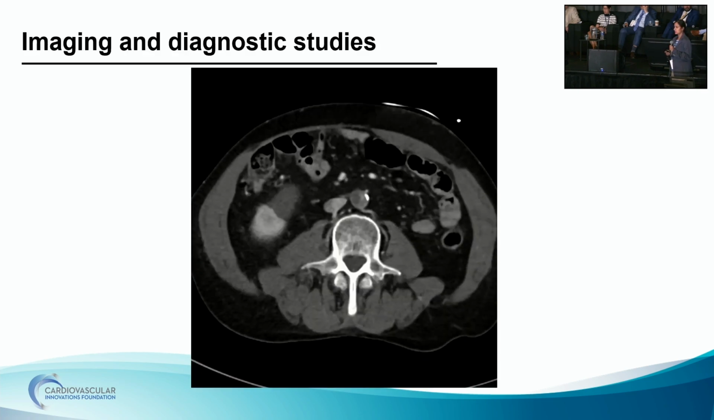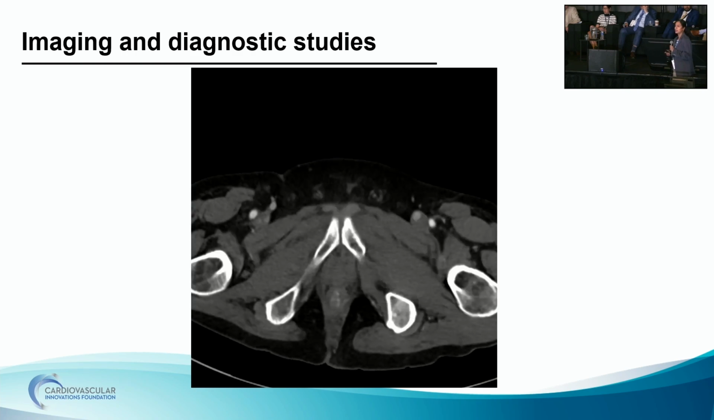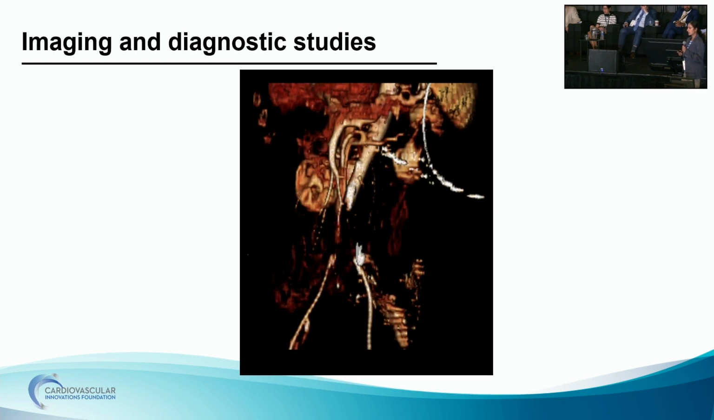And this is his CT scan, which shows an aortic occlusion. Both his common iliacs are occluded. There's reconstitution of the external iliacs and the hypogastrics. And that's the 3D view of the CT scan.